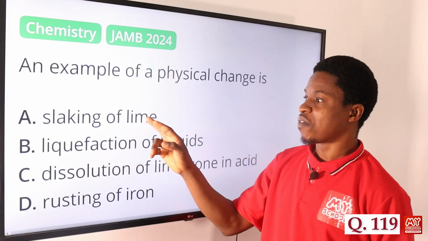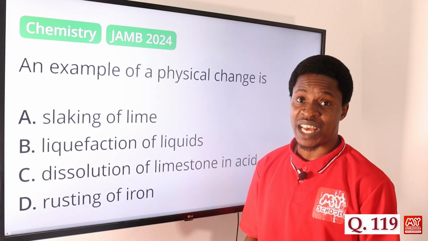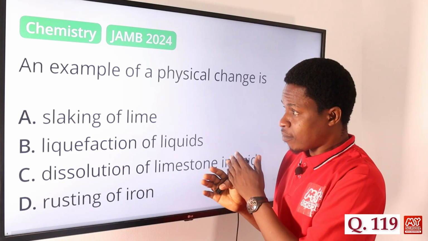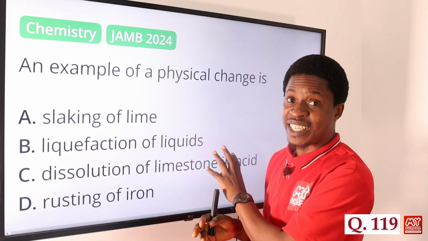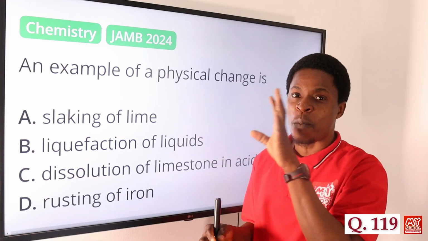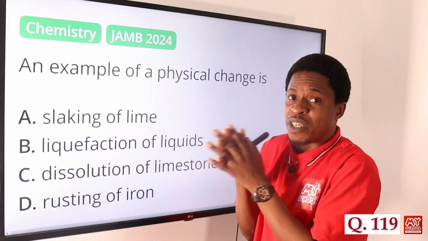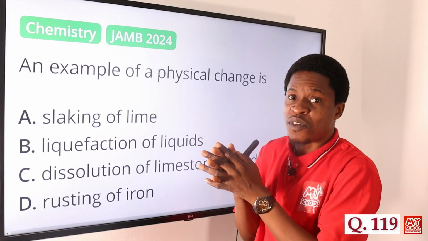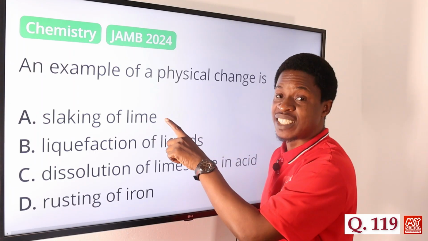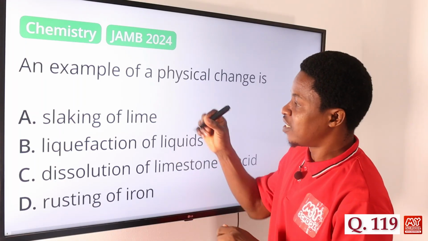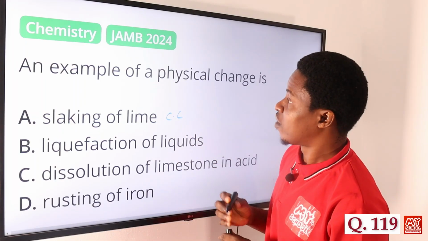Option A says slaking of lime. If you slake lime, it's a chemical reaction. The product you are going to get will be a new substance, and the composition of the mixture will change from what it was initially. So this is a chemical change.